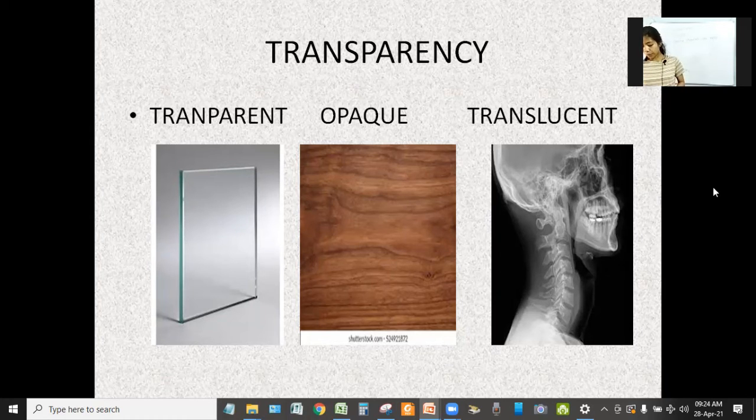And then we have opaque. Opaque does not allow light to pass through it. Example is wood. And then translucent. Translucent means object which partially allow light to pass through them. One common example is X-ray film.